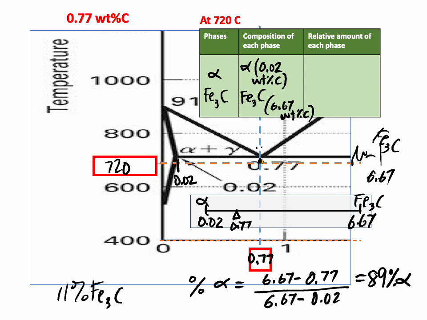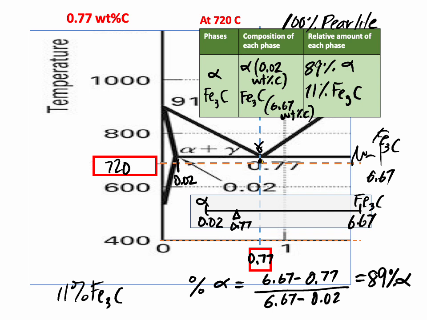And it came from all gamma. So that means that these are the two phases I have, 89% alpha and 11% cementite. But all of that at that temperature came from gamma, and gamma makes perlite. So I have 100% perlite. I had 66% perlite for the last example. Here for the eutectoid steel, I make 100% perlite.